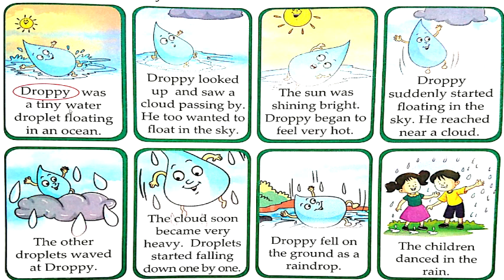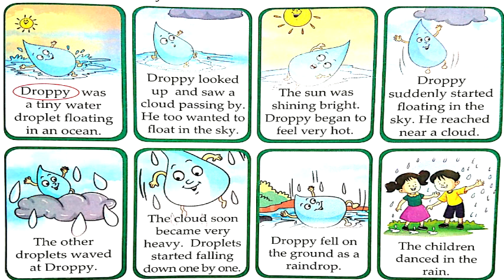Droppy was a tiny water droplet floating in an ocean. We can see in the picture a tiny droplet. Tiny means small. Very good. So, if I ask you, who was the tiny water droplet? What would you answer? You're right. Droppy. So, Droppy was a tiny water droplet. And what is Droppy doing? Yes, it is floating in an ocean.